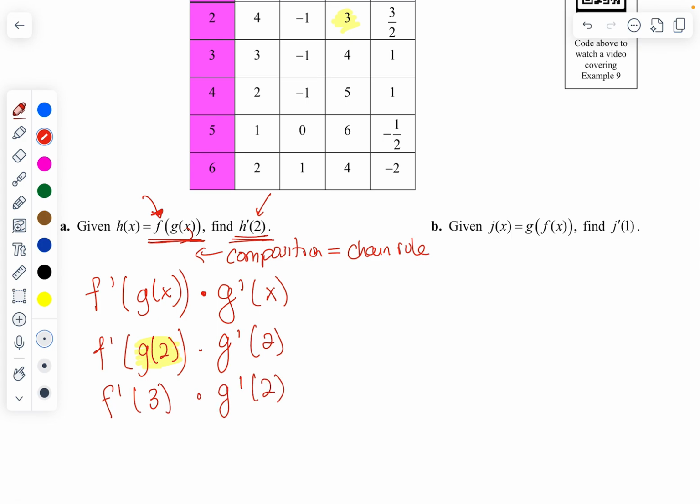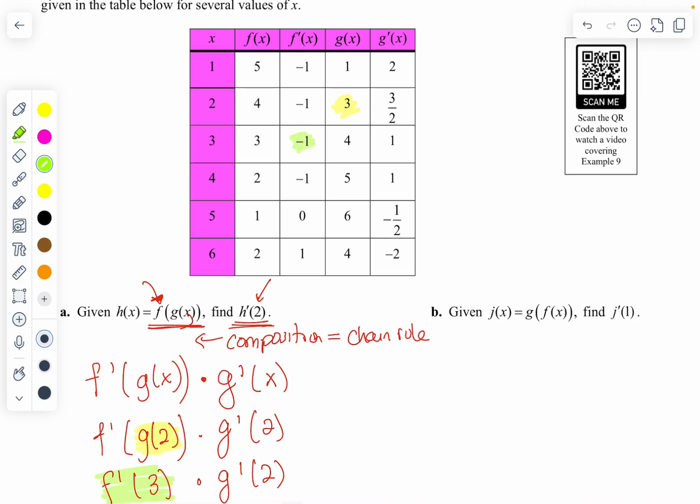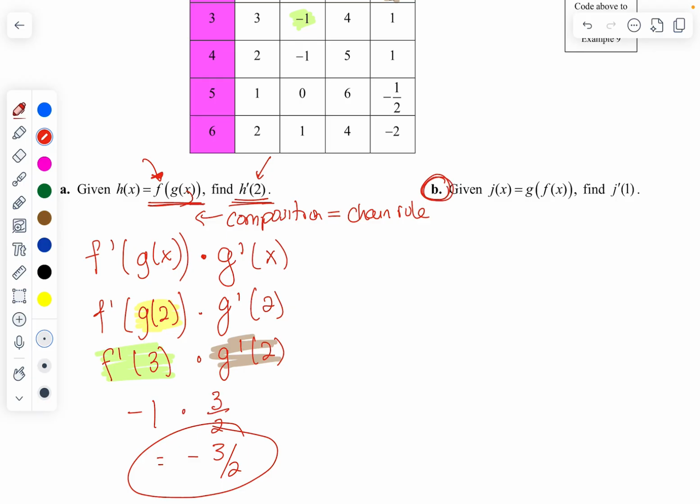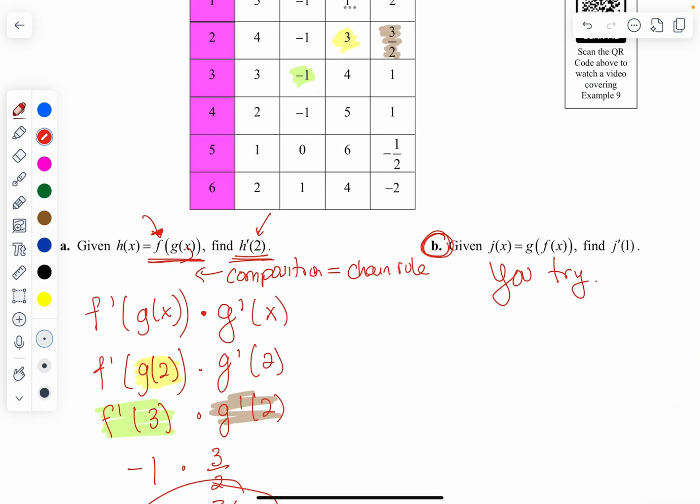And now f prime of 3 is negative 1, and g prime of 2 is 3/2. So f prime of 3 is negative 1 times 3/2, so our final answer is negative 3/2. All right, I'm going to leave part B for you to do, and we'll talk about this in class tomorrow. And that's it for section 3.1. Good luck.